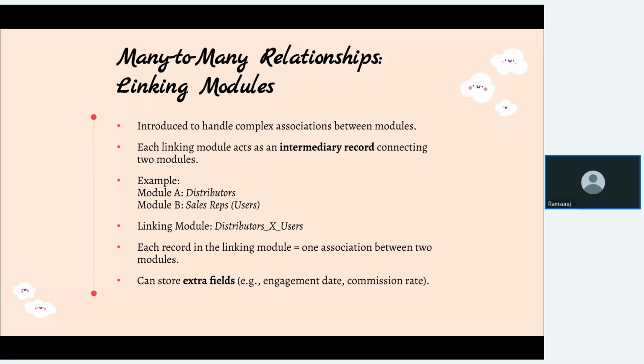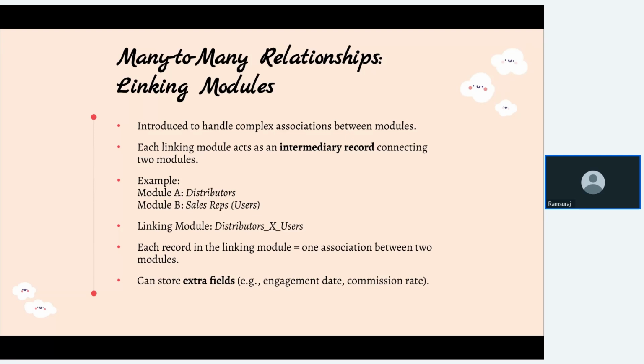When creating records in linking modules, whenever you want to make an association, suppose project X engages vendor Y, you create a record in the project X vendors linking module, linking from project X to vendor Y. Through this you achieve a many to many relationship.